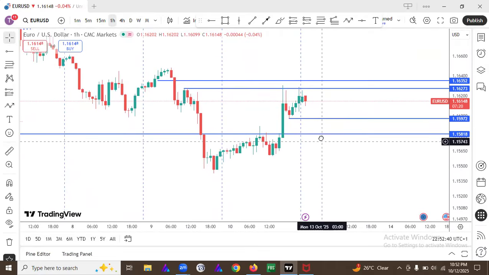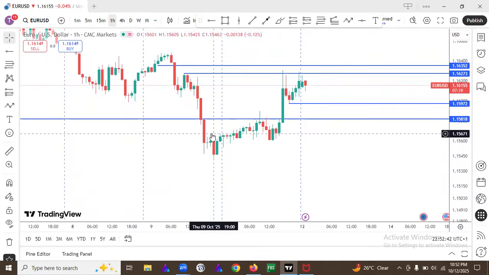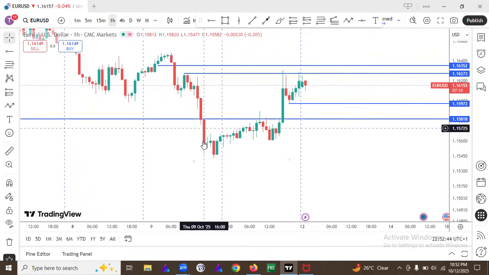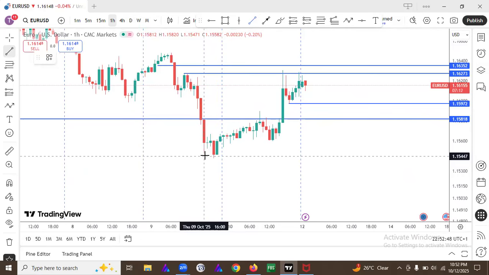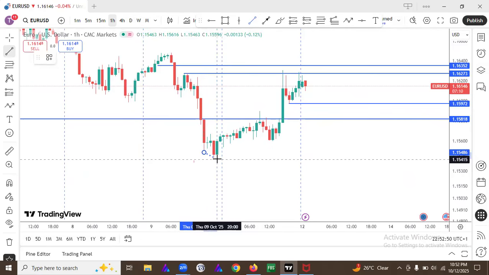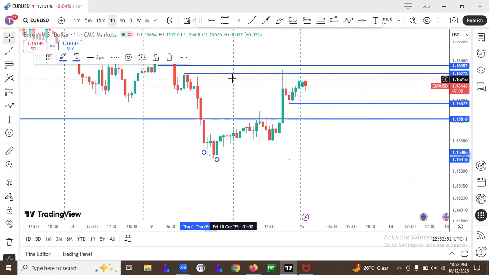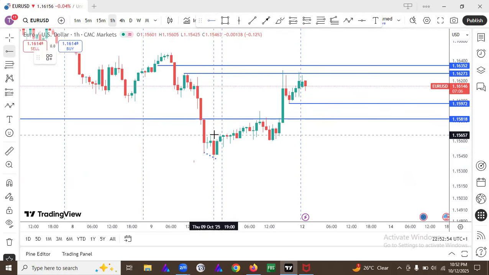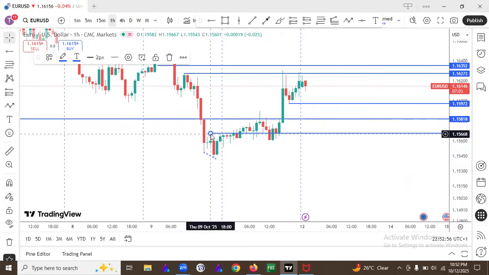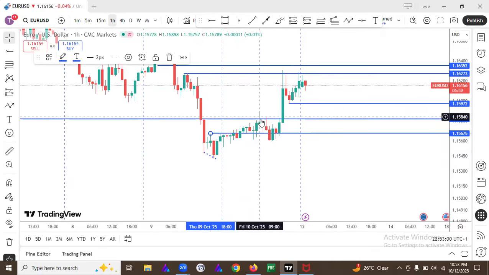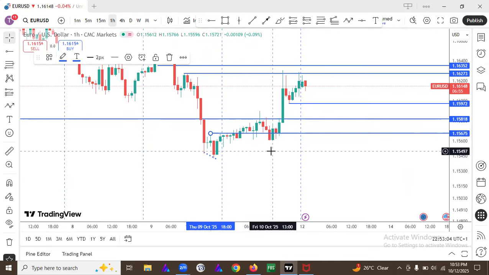Okay, so you can see price broke out from this high. Let's see what played out here. It swept the liquidity residing at this low, and after sweeping liquidity, price closed above this high. This is where the shift in market structure happened. So this is a bullish structure on the 1 hour time frame.